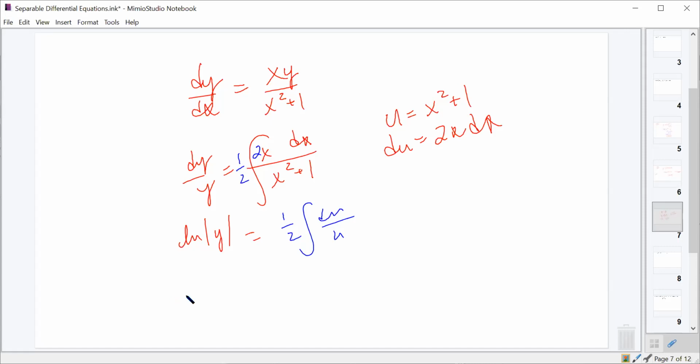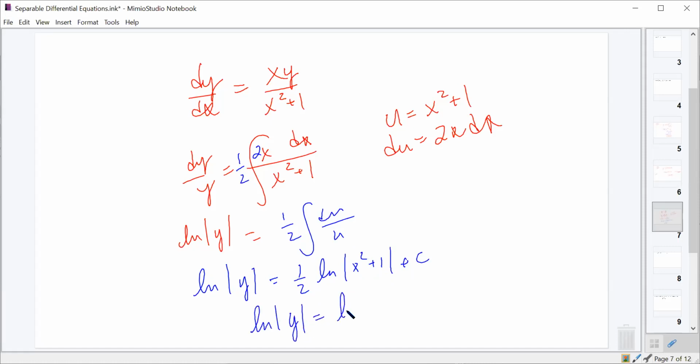Good. Okay. So now we're sitting here looking at natural log absolute value y. This is 1/2 natural log absolute value of u plus our constant. We can get rid of the absolute value because x squared plus 1 is always positive, and we can throw the 1/2 inside of here if we want, as a power. So x squared plus 1 to the power of 1/2 would just be square root of x squared plus 1. And so then I would exponentiate that. And that gives me absolute value y equals e to the ln root x squared plus 1 plus c.